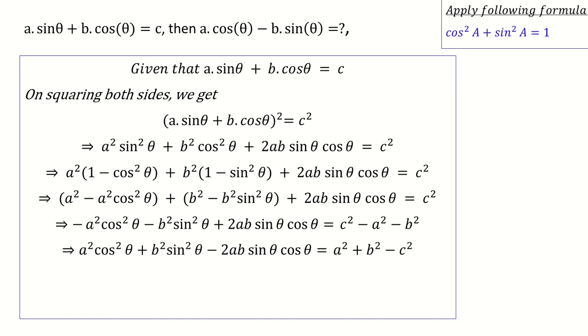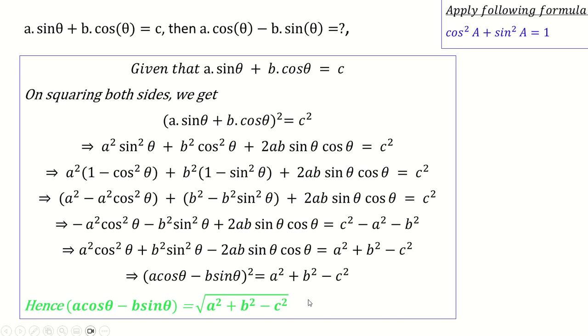If you see the LHS, this is same as a cos theta minus b sin theta, whole square. So it will become a cos theta minus b sin theta whole square equal to a square plus b square minus c square. Okay, take the square root of it and you will get the value. You can have plus or minus in the front.